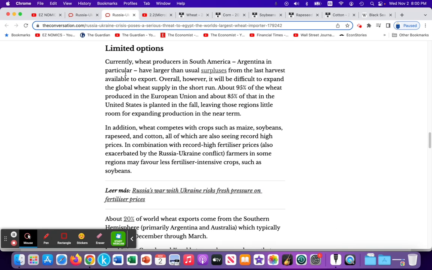In particular, we looked at a paragraph within that article, and there'll be a link to this article in the video notes below, where we see an application for competitive supply, where here we can see that wheat competes with crops such as maize, soybeans, rapeseed, and cotton.